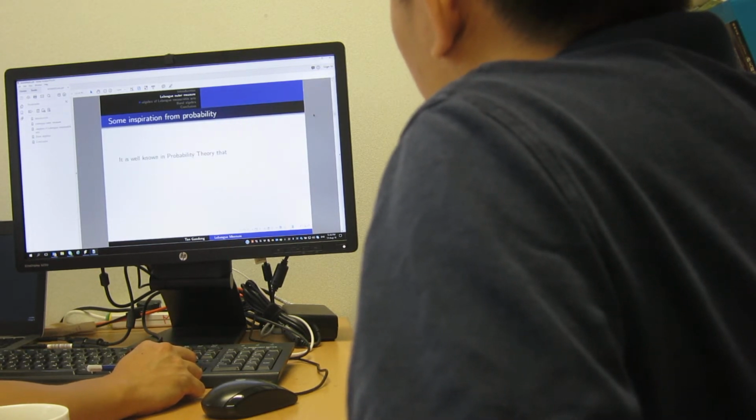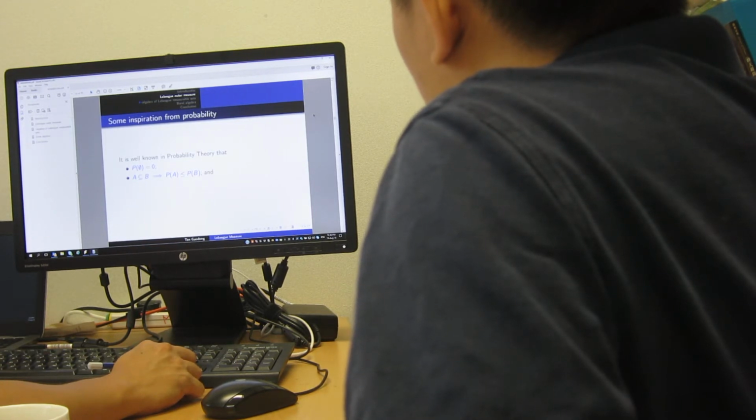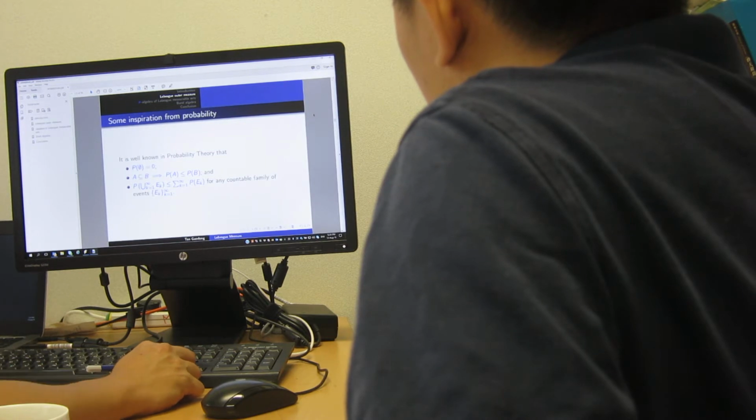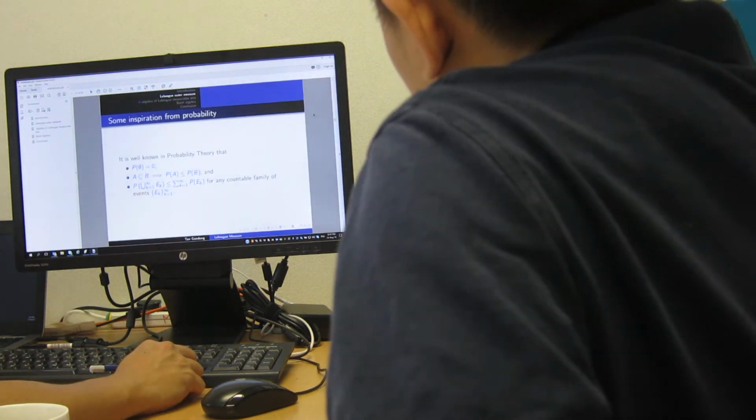It is well known in probability theory that, number one, the probability of the empty set is 0. Number two, if an event A is contained in the event B, then you expect that the probability of A is less than or equal to the probability of B. And the last property is that if you have a countable family of events, then you expect that the probability of the union of this countable family should be no more than the sum of the probabilities of the individual events. This is what we actually learned from probability theory, and it's very well known.